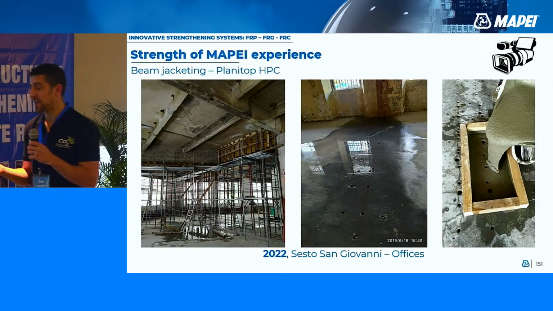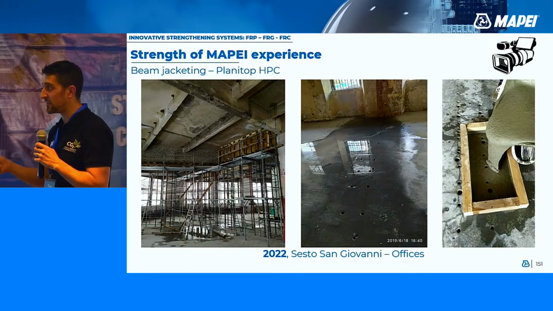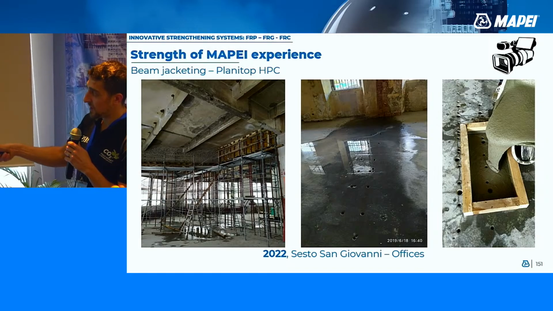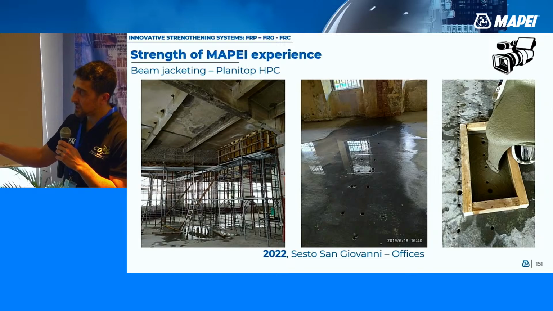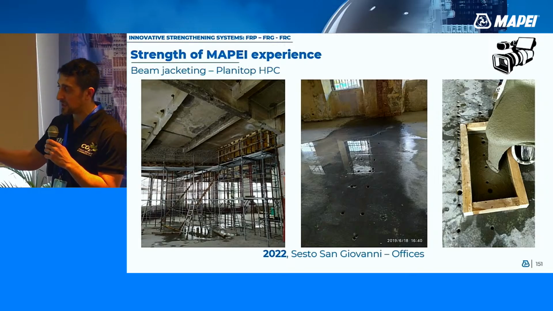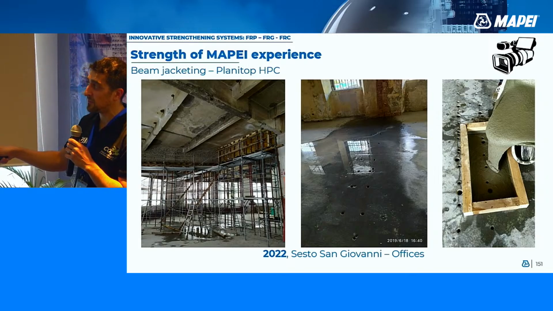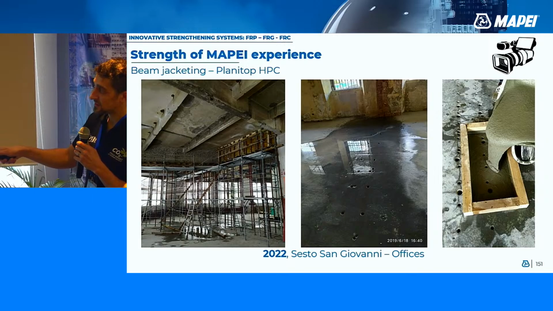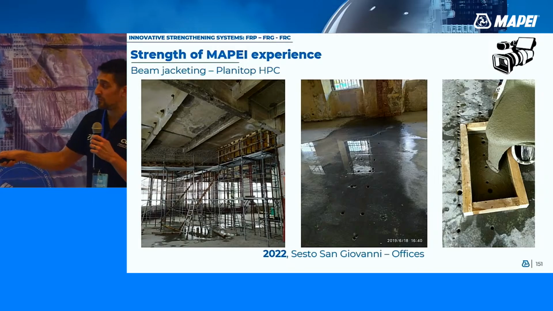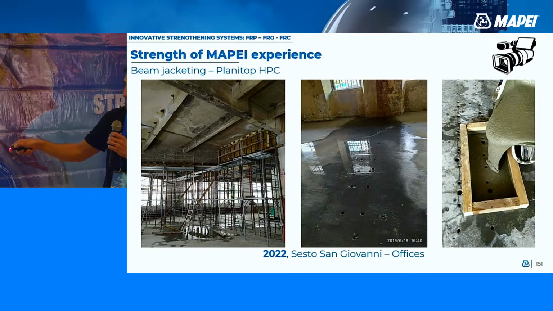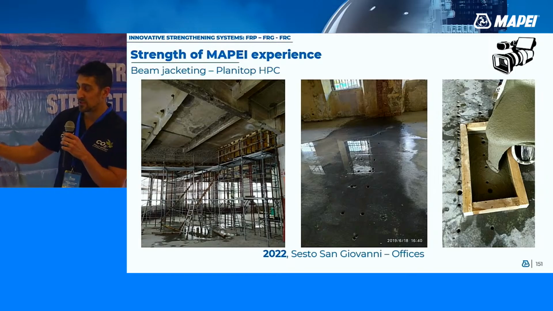This is another project we made a couple of years ago, in which we first realized the concrete topping on the slab, and then also had to realize the jacketing of the beam. You can see here the formworks. Okay, how we realize the jacketing of beams by pouring the material from upstairs.